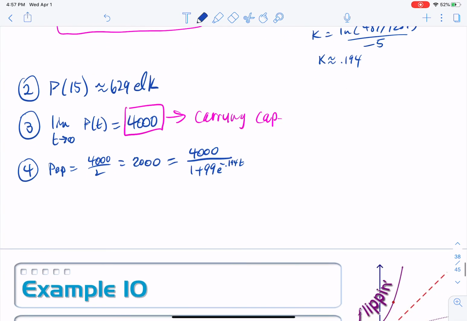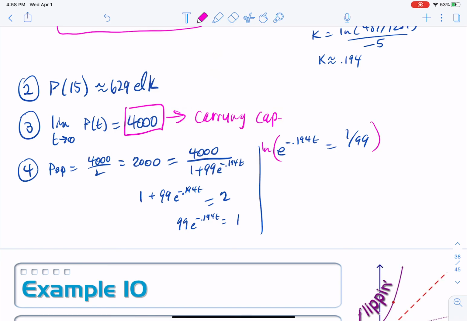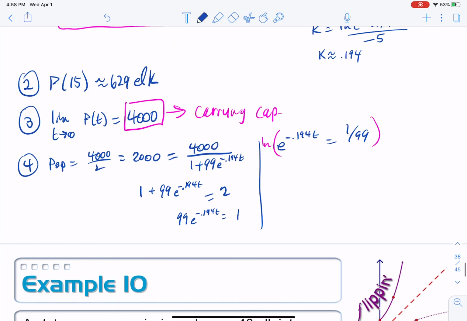Let's cross multiply. 1 plus 99 e to the negative 0.194t is equal to, and if I divide that by 2,000, I'll just get 2. Subtract over, I'd get 1. 99 e to the negative 0.194t is equal to 1. Divide by 99: e to the negative 0.194t is equal to 1 over 99. Take the natural log of both sides. Everybody knows that needs to be in pink, though, or else people will laugh at you.